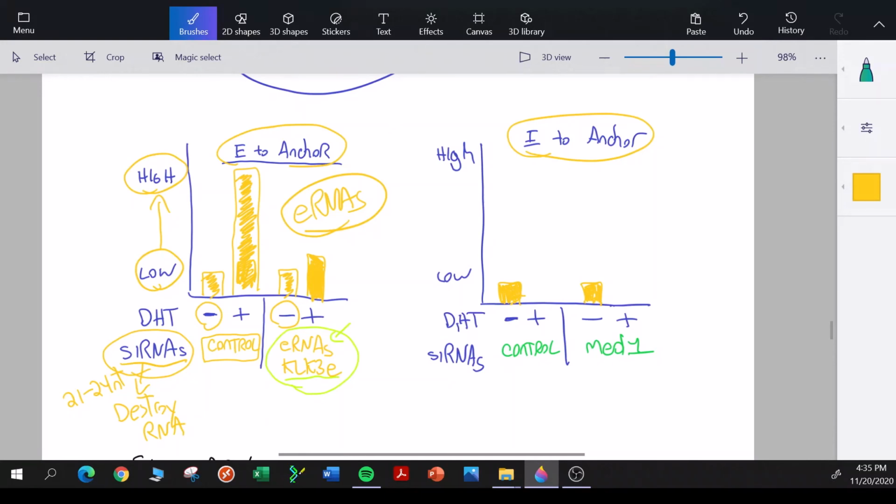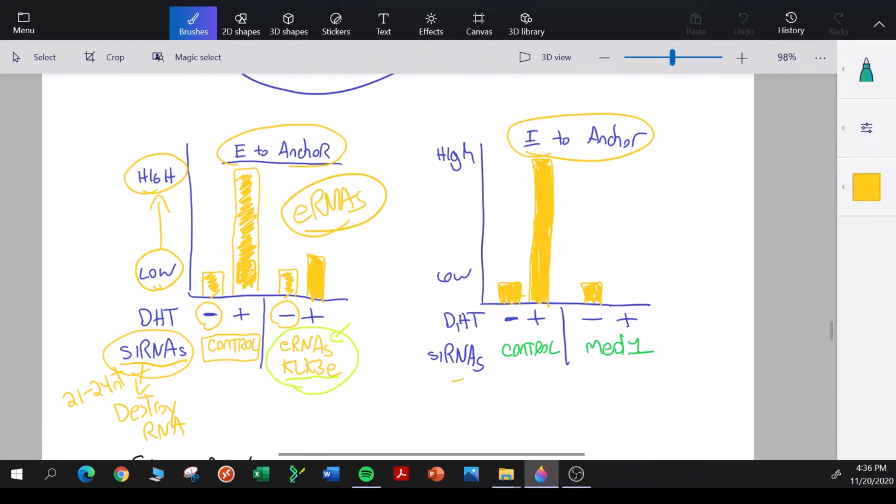When they use the control siRNAs that don't really match anything, they see high levels of the E to anchor PCR product because the anchor has been brought into close proximity to the E locus, the E fragment, which represents that locus that is near the KLK2 promoter.